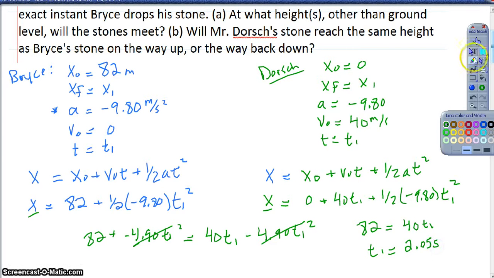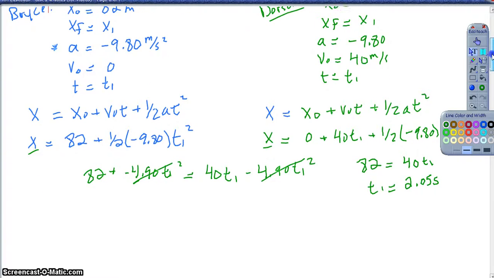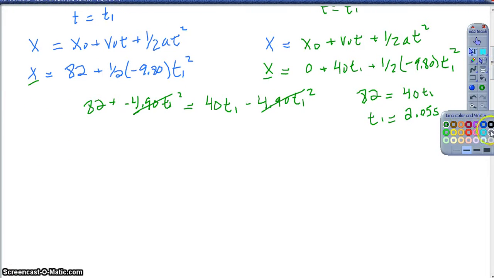Now do be careful on this one, right, because you've done the tough part, you've done all the tough work, but we have not actually answered the question yet. The question asked us, at what height would they meet? Well, this does, because it only happens at t equals 2.05 seconds. That does tell us for sure this only happened once. It didn't happen twice. And then the other piece is, obviously, I just take it and plug it in.